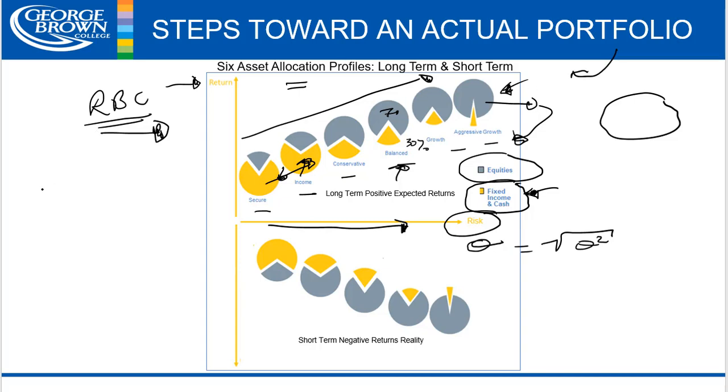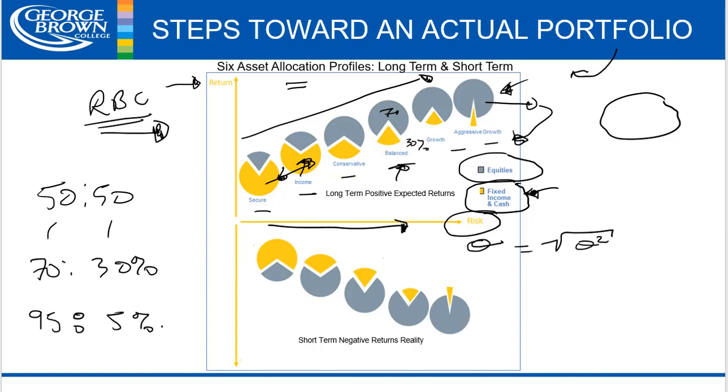The previous slide we looked at the 50-50 stock-bond portfolio. This is looking at different percentages. As I said, the balanced portfolio might be 70% in stocks, 30% in bonds, and the aggressive growth portfolio might be 95% in stocks and only 5% in bonds.